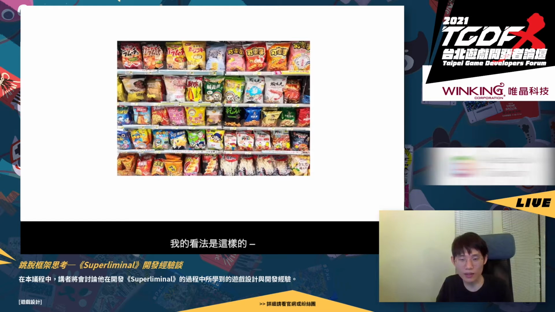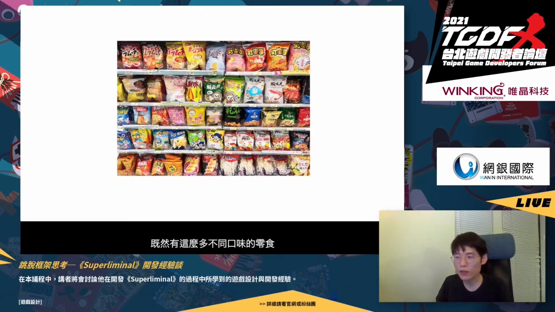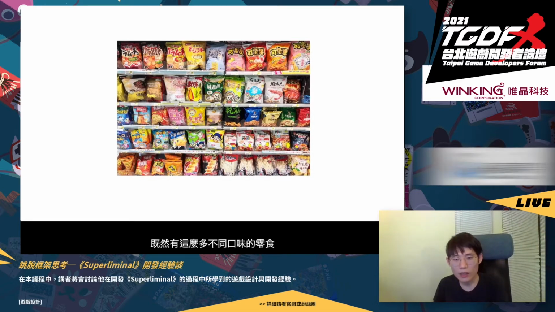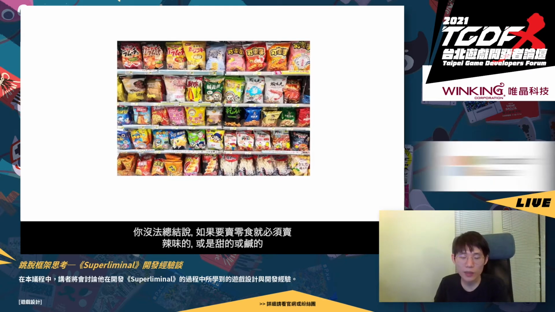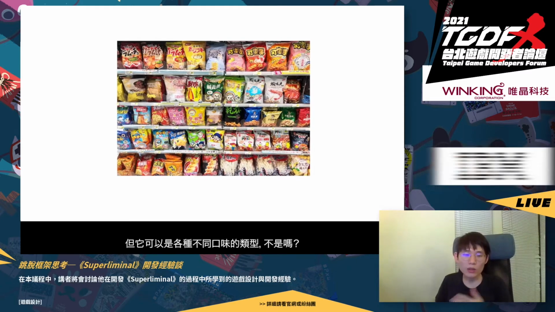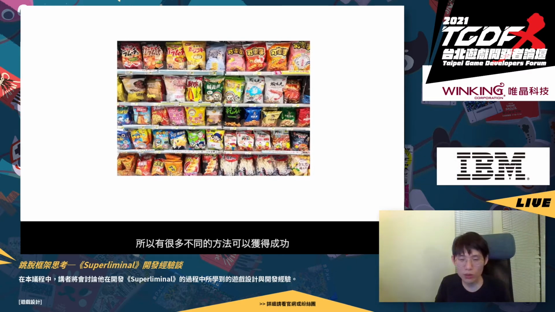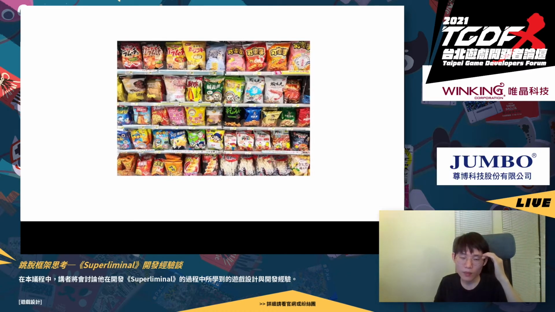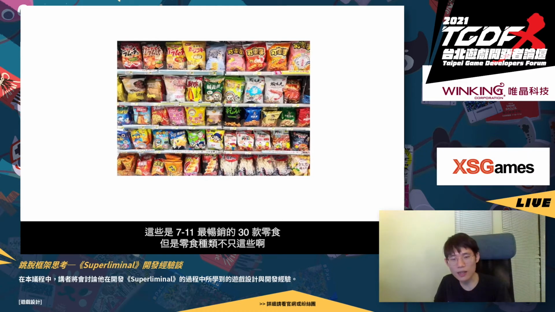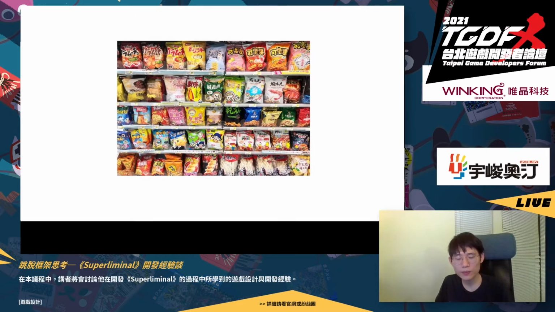The way I see it is like this. There are so many different flavors of snacks out there. You can't really say that to sell a snack it needs to be spicy or sweet or salty, but it can be all different types of flavors, right? And so there are so many different ways to get success. You just need to find the way that works for you. And as an afterthought, these are only just the top 30 snacks at 7-Eleven, right? There are so many more out there.